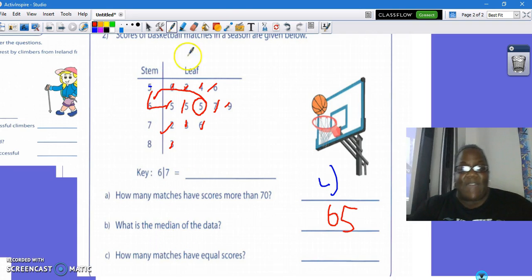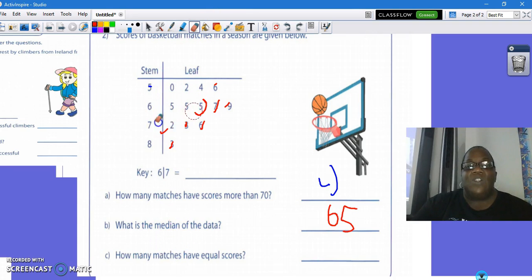Our last question. How many matches have equal scores? So you're looking for mode, the most frequent numbers. Do we have mode? Yes, we do. Your mode here is 5. But how many 5s do we see? 1, 2, 3. You see 3 of them.